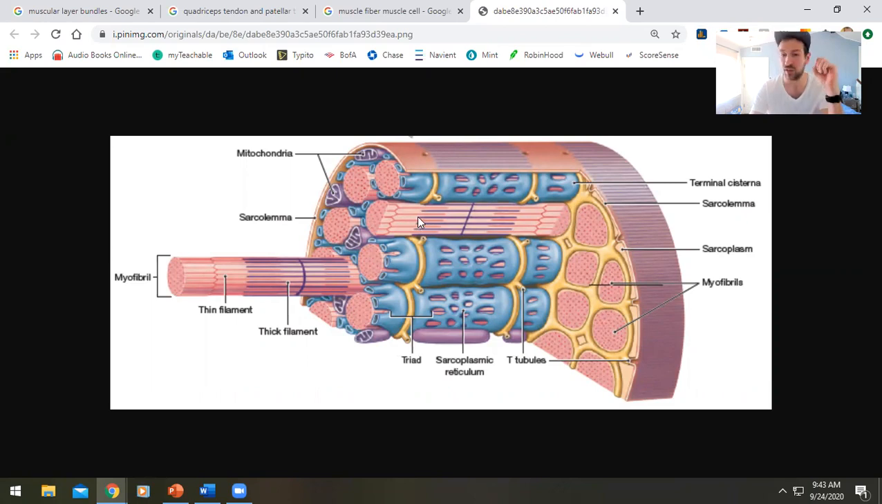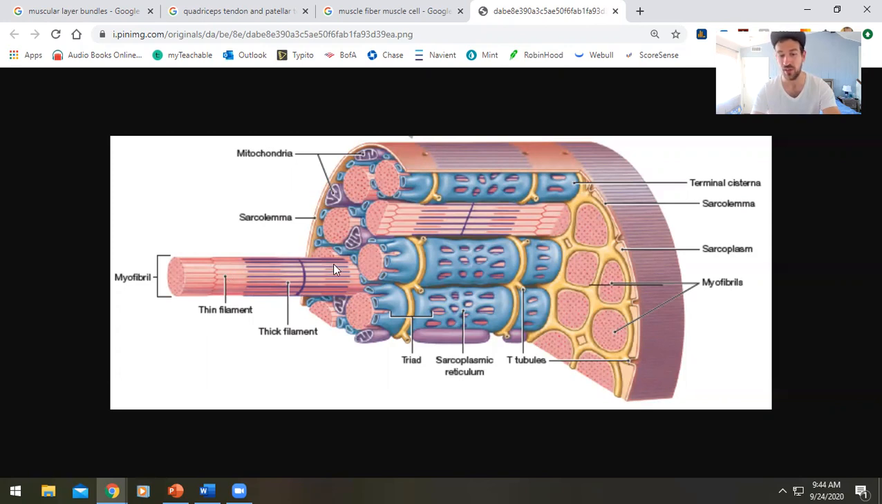That area where they're crossing over each other is really important. This area is what allows a muscle cell to contract. And if this muscle cell contracts, it can contract at the same time as this muscle cell, and this one, and that one, and that one, and that one, right? This whole thing is a fascicle.